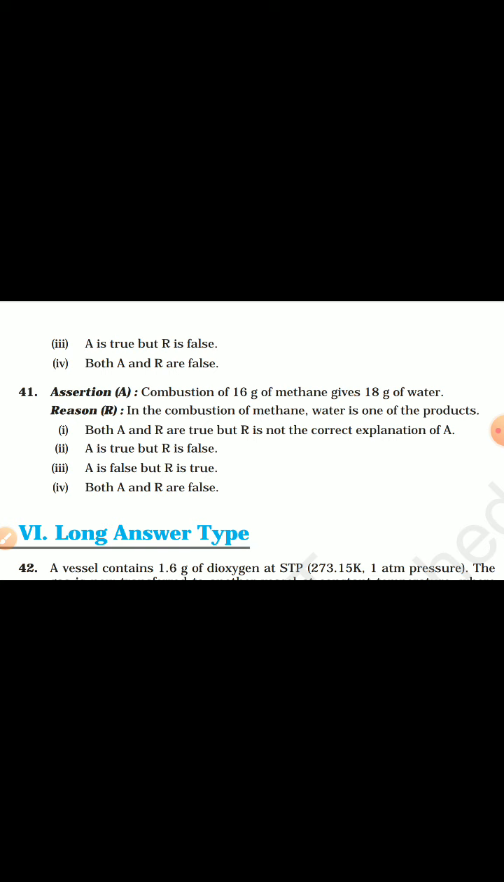Okay, so question number 41. Assertion A is combustion of 16 grams of methane gives 18 grams of water, and the reason is in the combustion of methane, water is one of the products.